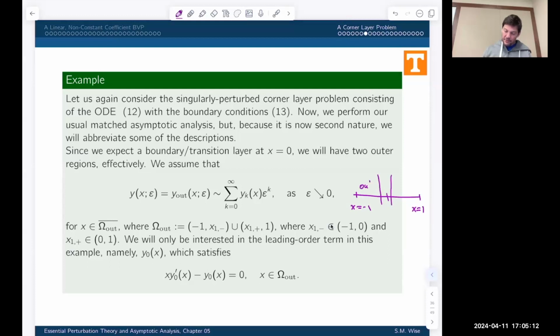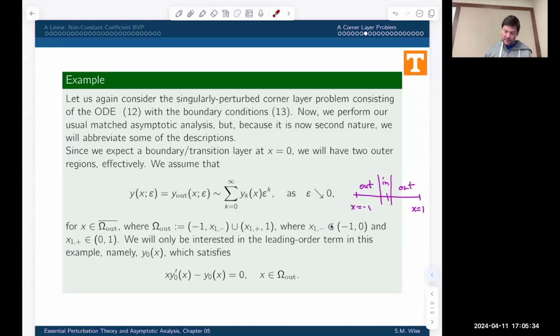Outside of that, we have 2 outer problems, or 2 outer regions. So the one near the left boundary point and the one near the right boundary point. So we're going to have to do matching in 2 different zones, this zone and that zone. So let's see how this goes.